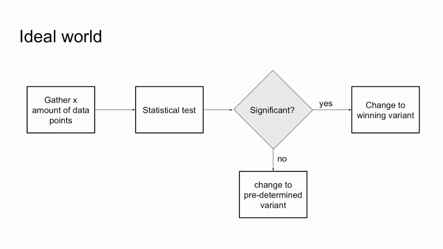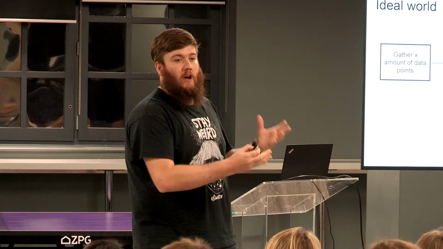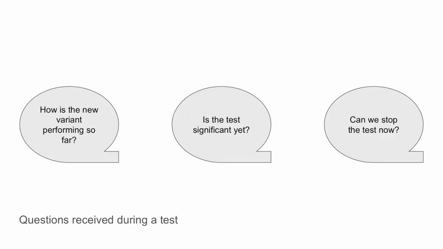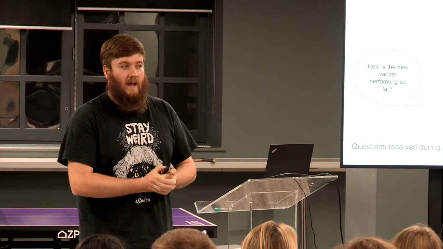When you think about an A/B test, I would like to think we go along a process like this. We gather some amount of data, wherever that may be. We do some test. We then test if it's significant, and then we make a decision whether it's yes, change to the winning variant, or no, and we either change it anyway or we stick with the control. But throughout my time here at Uswitch, I've been asked loads of questions, and at the time I could only think of three, but they generally have the same basis, which is: how is the variant performing? This could be right in the middle of the experiment. Is the test significant yet? And can we stop the test now?